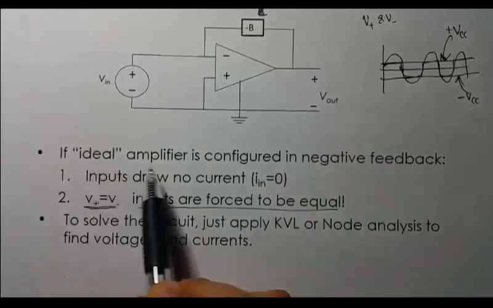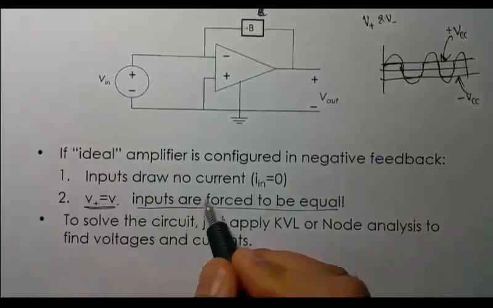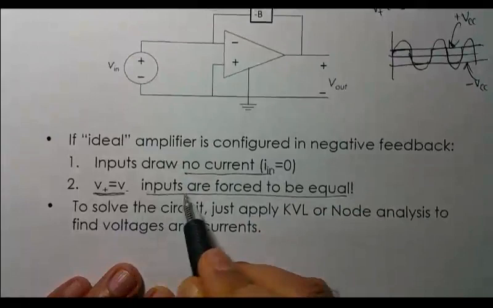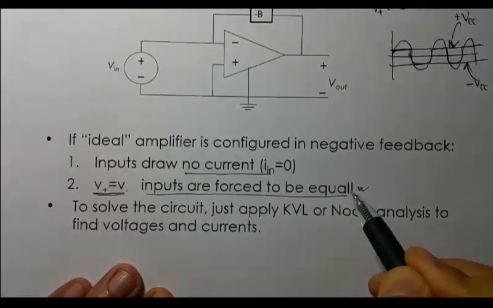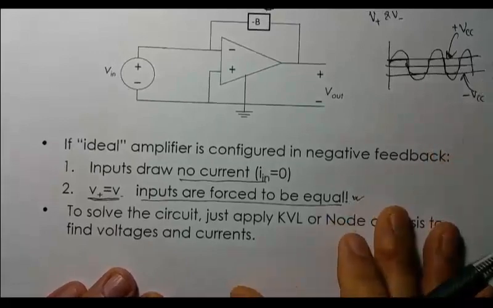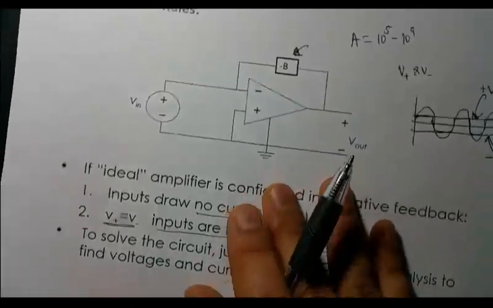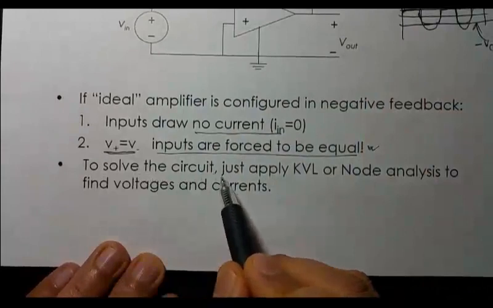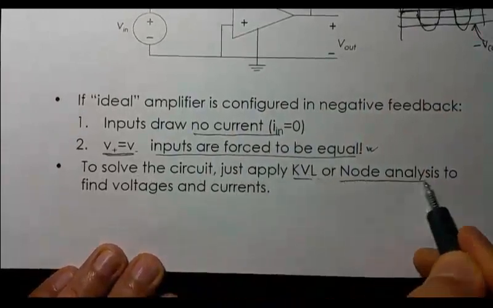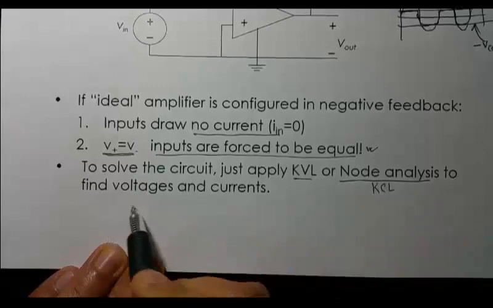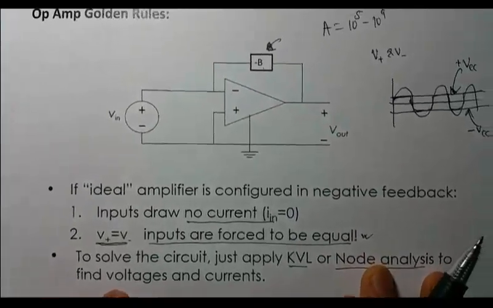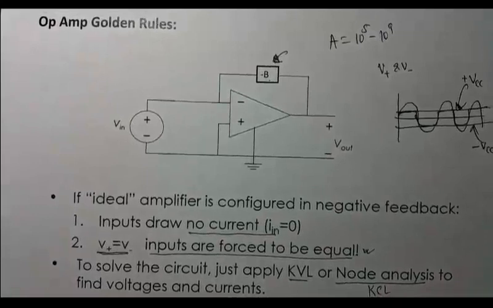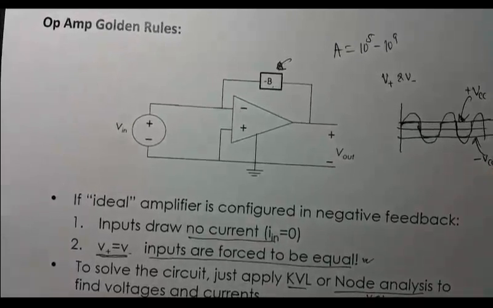So here's the golden rule for the op-amp. If an ideal amplifier is configured with negative feedback, first of all, the input draws no current, and V plus is equal to V minus. Inputs are forced to be equal. Otherwise you'll get saturation, and you can't use it as an amplifier. So this negative feedback to V minus is very important. To solve the circuit problem, just apply KVL, nodal analysis, and KCL to find the voltages and currents. In the next slides, I'm going to show you some applications of the op-amp, how you use it as a voltage amplifier, adder, subtractor, and so on.